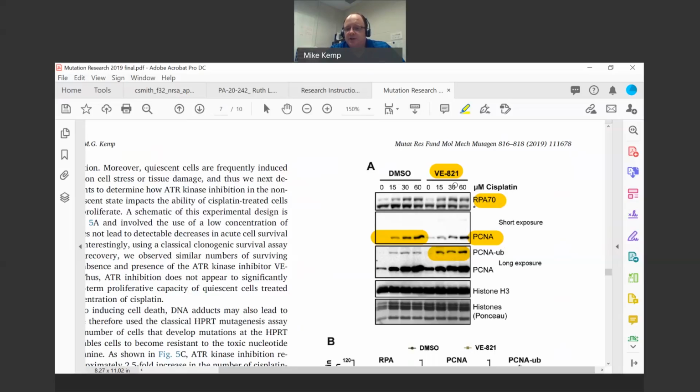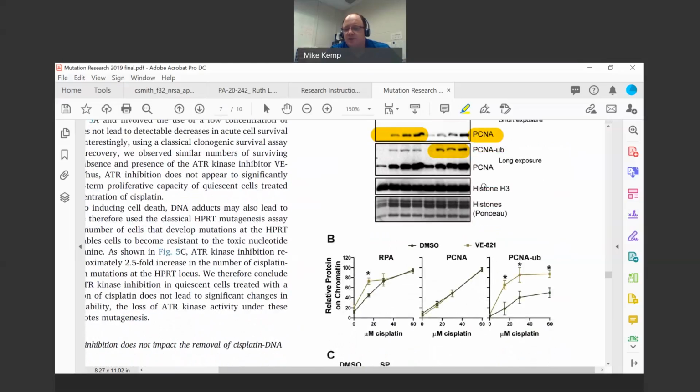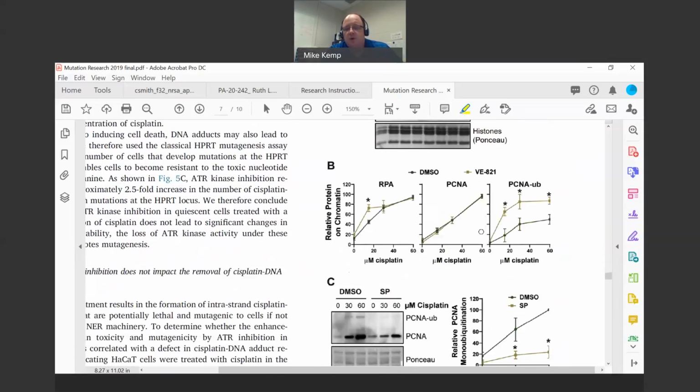And we've seen similar things with UV in a separate paper I've talked about. We see essentially identical results. When we inhibit ATR, we see more of this modified PCNA, and that correlates with increased mutagenesis. And then we've also probed for histone to make sure we're looking at histones, and we can actually visualize all the histones by Ponceau staining. And again, in figure B, we simply quantified that.